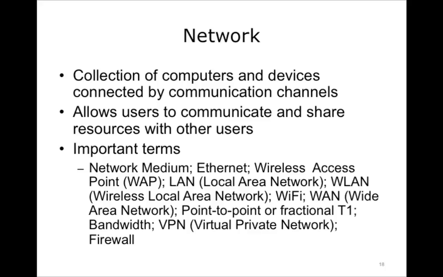Bandwidth is the rate of data transfer, usually measured in bits per second. A VPN, or virtual private network, is a way of securely accessing a specific network over the Internet. A firewall is software or hardware that prevents unauthorized access to a network and monitors network traffic. It may include VPN and virus scanning.